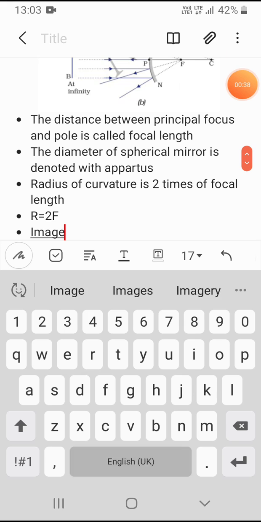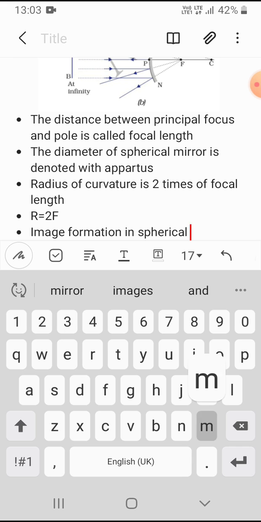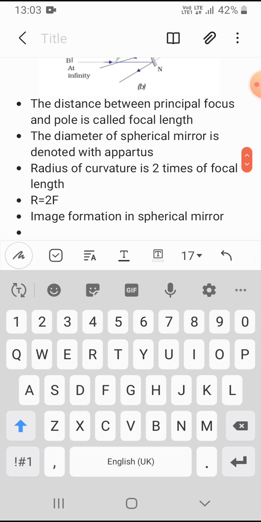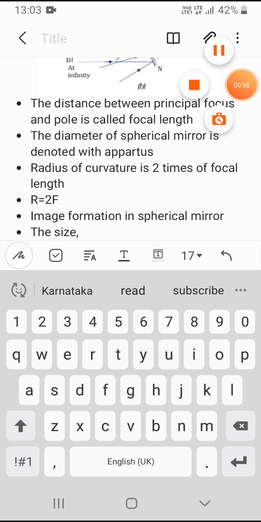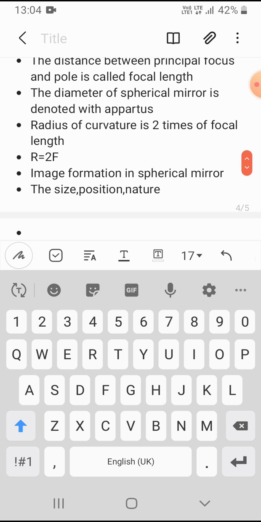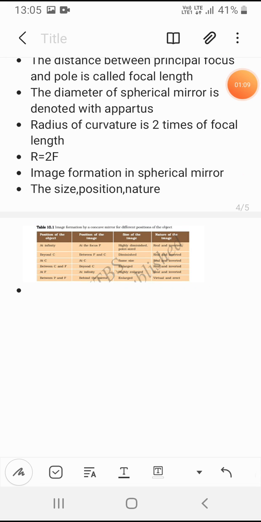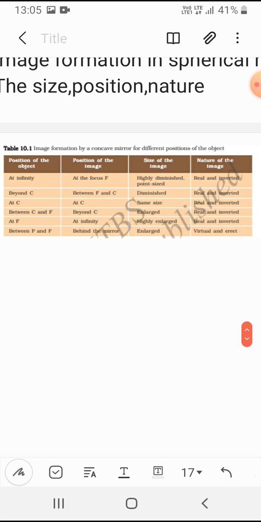Now, image formation in spherical mirror. For that we have to tell the size. What is the size? Is it bigger than the object, or the same size as the object? And the formation, size of the image, position and nature of the image, we should tell to find that. So this table will tell you the image position, depending on where the object is placed.